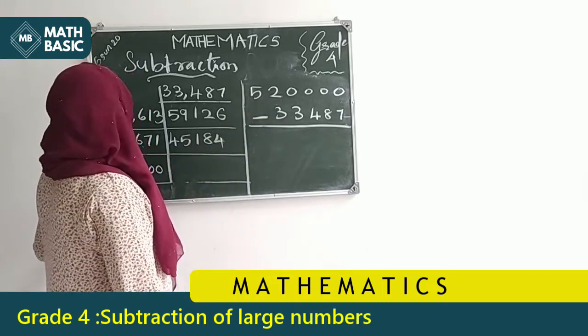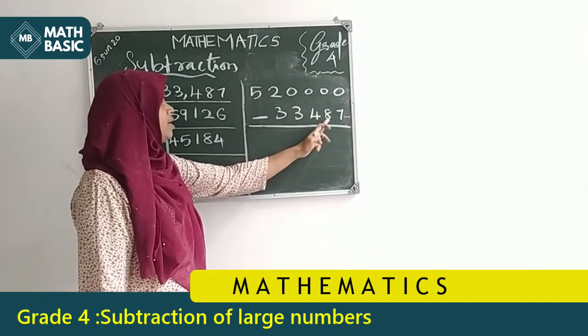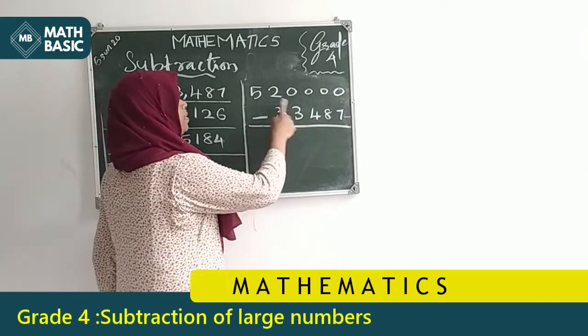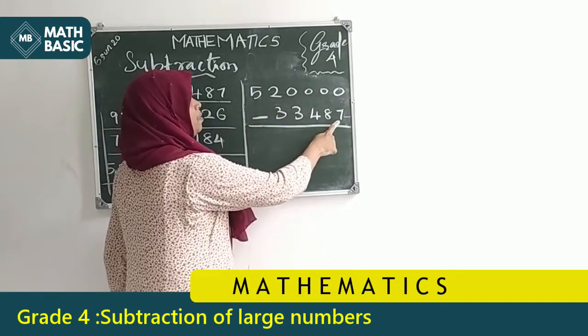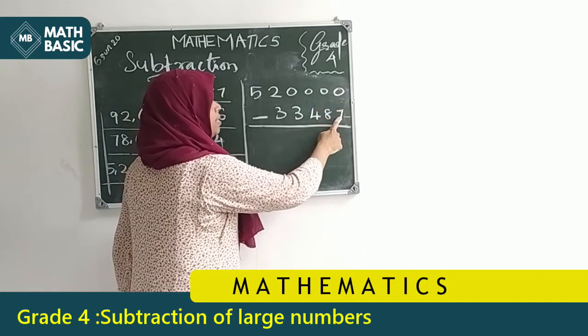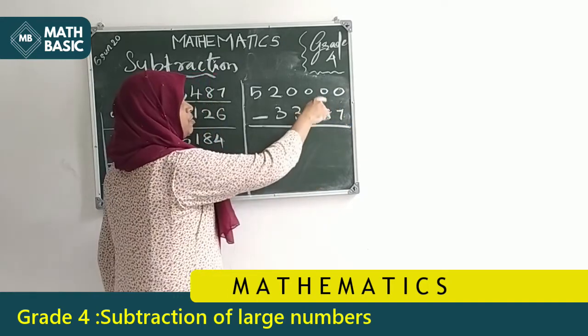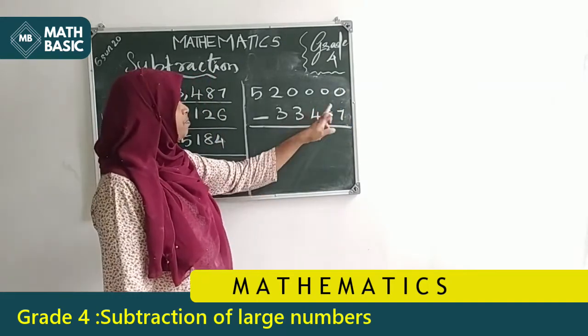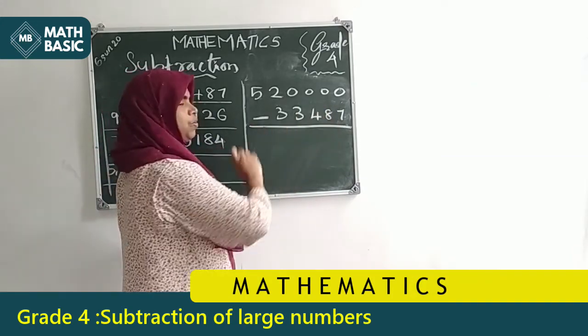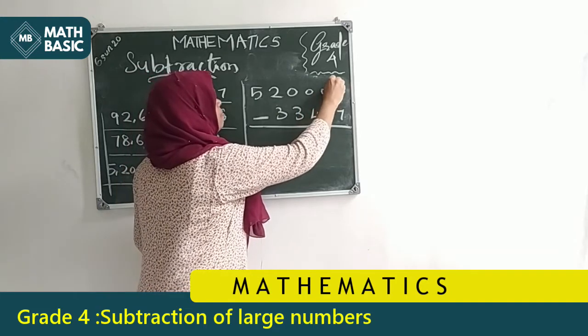5,20,000 and 33,487, subtraction sign. Okay. See, this is a smaller number. This is the bigger number. Here the problem is the first ones place number. This is the smaller number, this is the bigger number. How can we do? This is impossible to do. Okay, 7 subtracting from 0. So, borrowing 1.